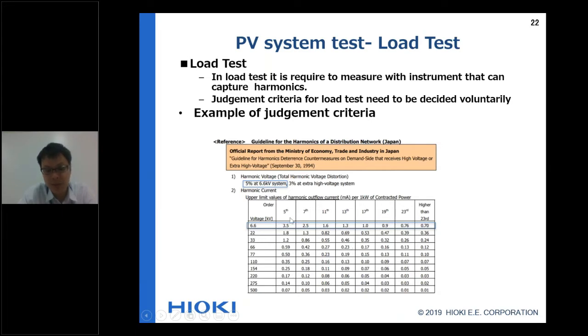Okay. Fifth order, the limit is 3.5. Like that. And this is the outflow current. Please check the outflow current of the harmonics. So this is a limitation.